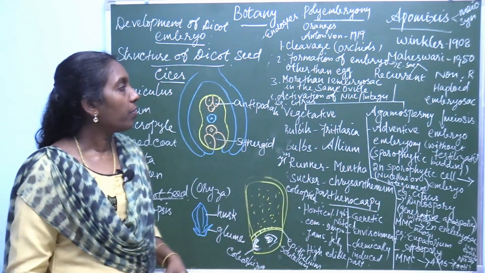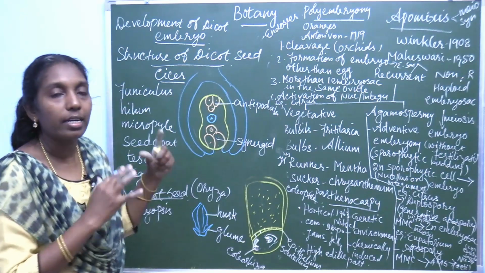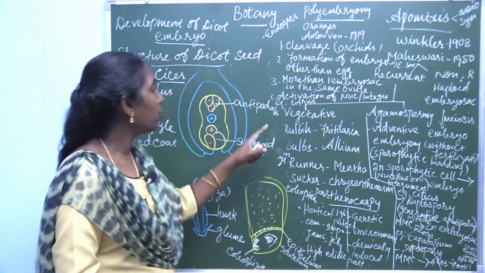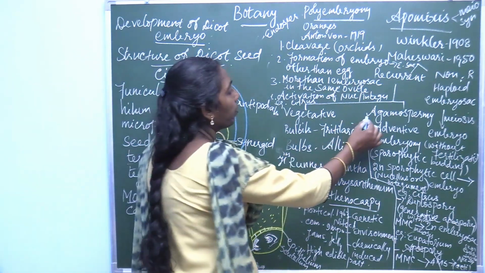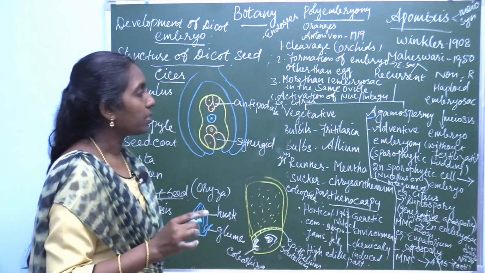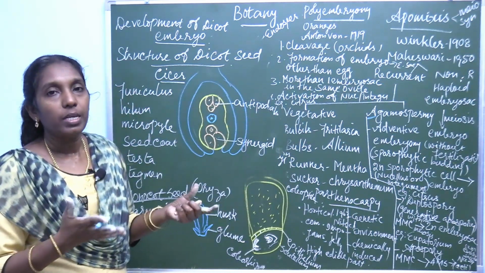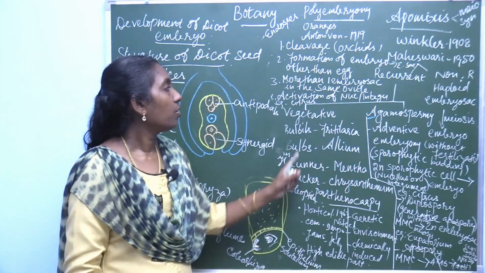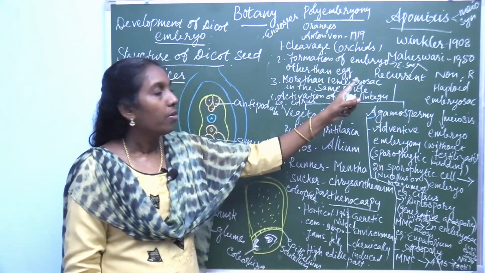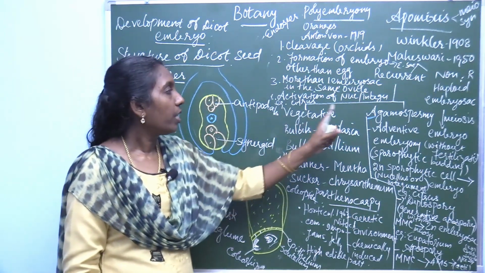So the recurrent type of apomixis includes two main processes. The recurrent type is again classified into vegetative and agamospermy. A means absence. What is absent? Here meiosis and syngamy are completely absent. Agamospermy. So recurrent apomixis is vegetative and agamospermy.